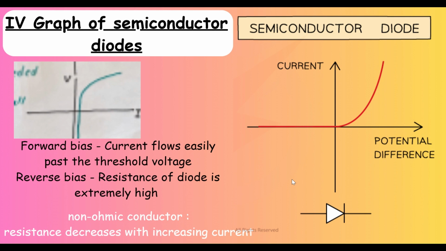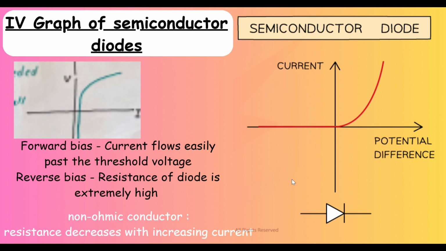But you can see in the next quadrant, it doesn't seem to work at all. And what's happening is the resistance of the diode is extremely high in the reverse bias. And that then means that no matter the potential difference, the current is not going to be increasing at all.